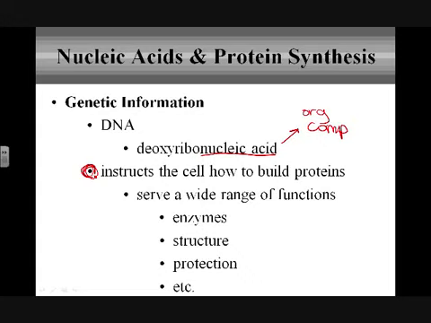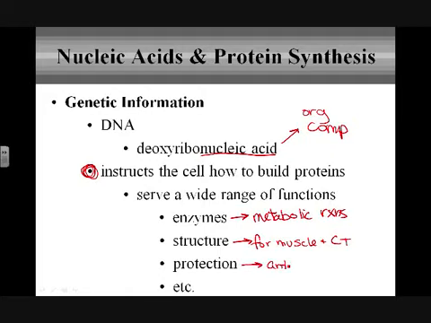All these different proteins that are created have a wide variety of functions. For example, we have enzymes, and we should know that enzymes are going to be controlling metabolic reactions. So enzymes for metabolic reactions. We have proteins that are going to play a role in structure. For example, we use proteins for building muscle and connective tissue. We have other proteins that play roles in protection. For example, antibodies. Antibodies are a specific type of protein that fight off infection in your immune system.